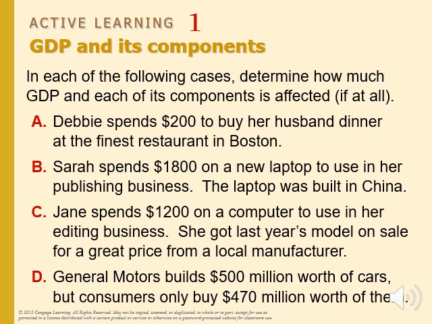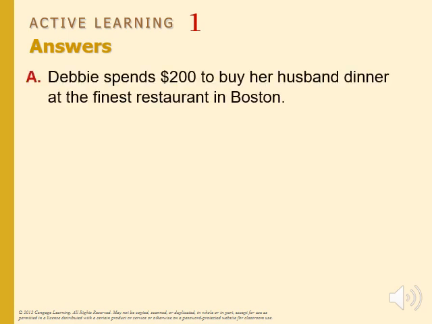Let's go ahead and reveal the answers. Debbie spends $200 to buy her husband dinner at the finest restaurant in Boston. That's pretty straightforward. Looks like household consumption and GDP will rise by $200.